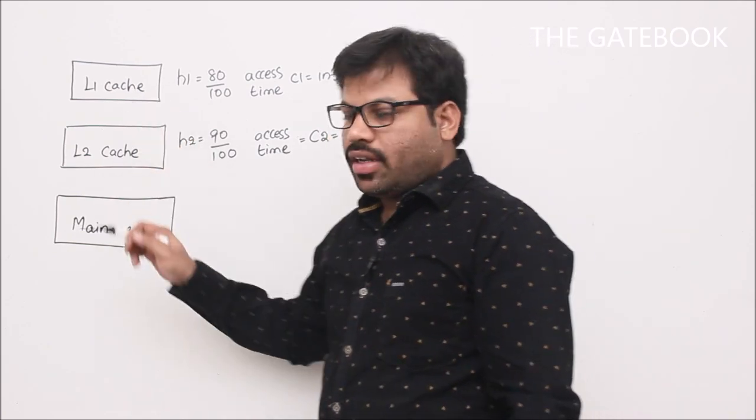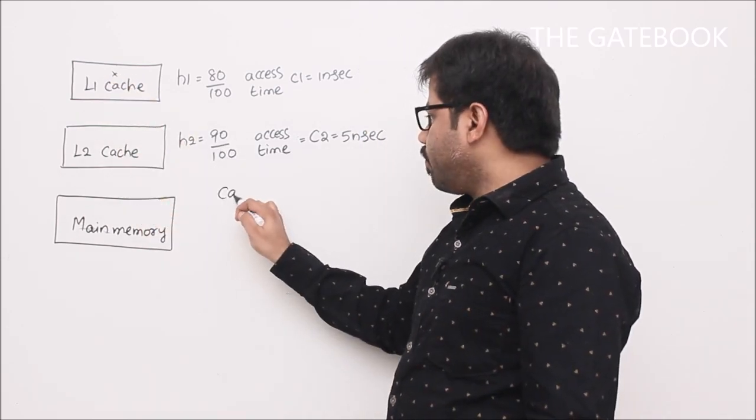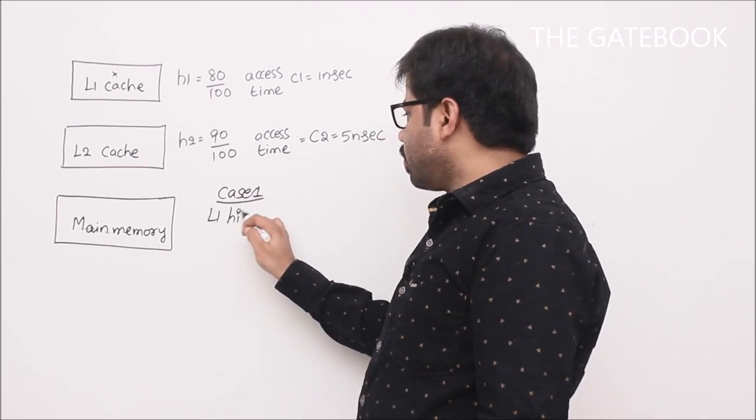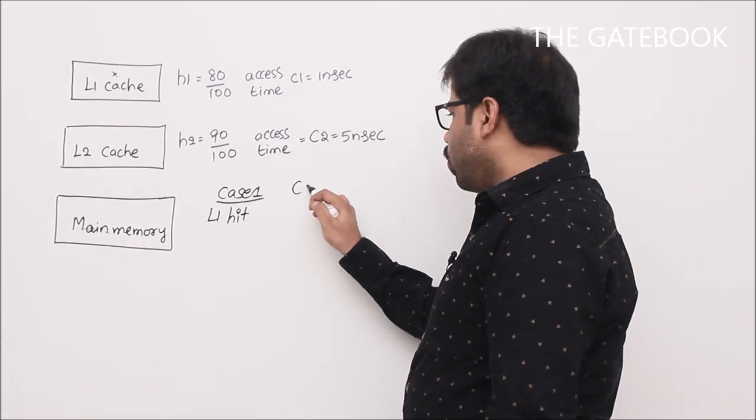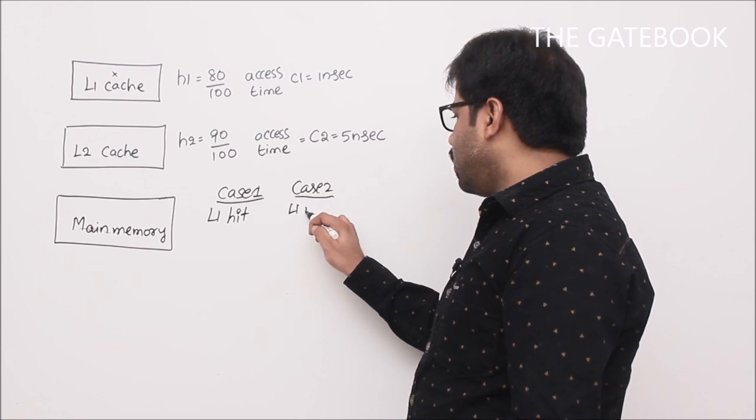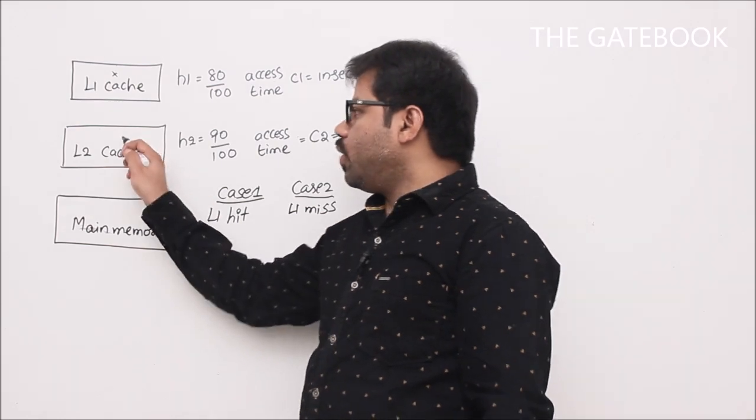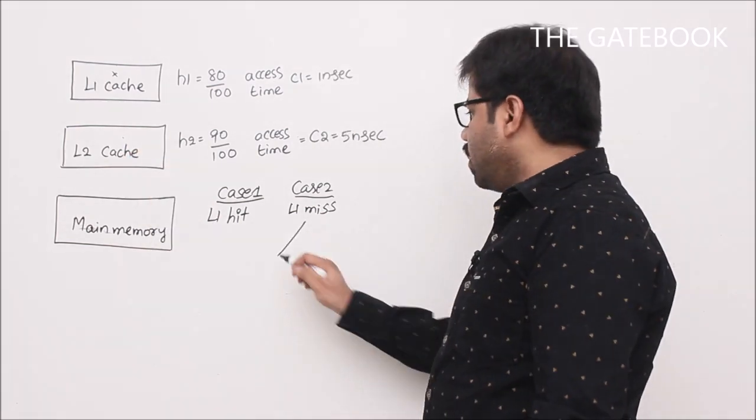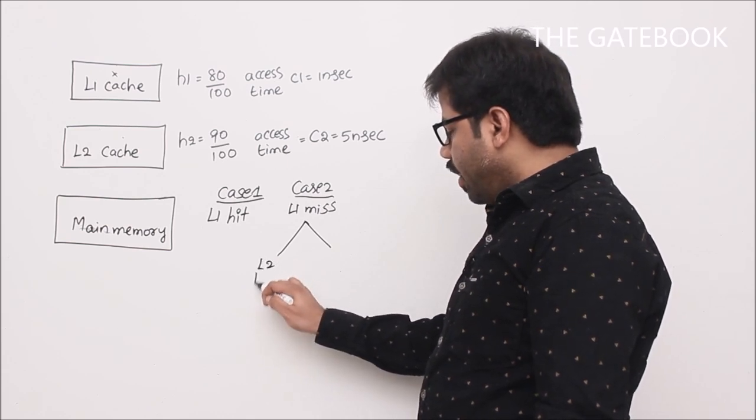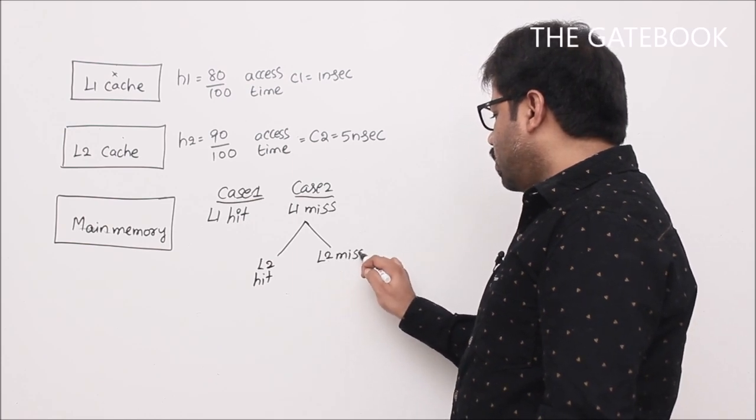Case number 1: if data is available in the L1 cache, we take it. Case number 1 is done; that is an L1 hit. Case number 2: what if L1 doesn't hit? That means an L1 cache miss occurs, and then we come to the L2 cache. In that there are two cases. When L1 misses, we go to L2, and at that time L2 may hit, or L2 may miss. These are the two cases.